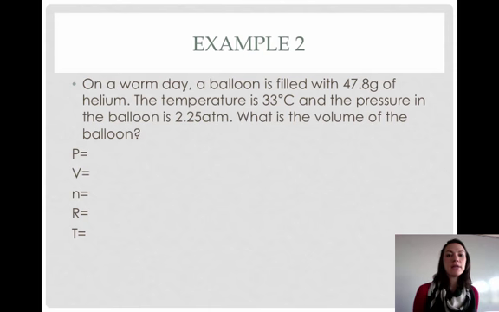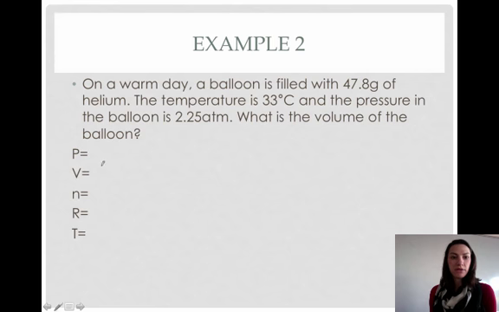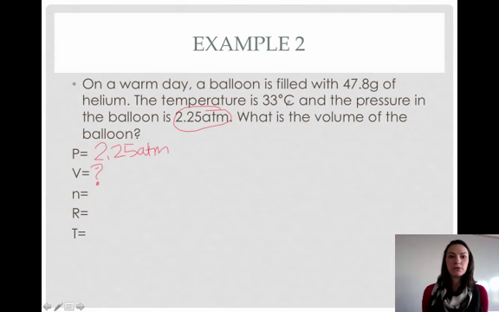On a warm day, a balloon is filled with 47.8 grams of helium. The temperature is 33 degrees C, and the pressure is 2.25 atm. What is the volume of the balloon? Well, I know I'm looking for volume, so I can put a question mark there. All right, I've got a pressure right here. Moles, I've got no moles. But what I do have right here is grams of helium. So up at the top here, I'm going to convert to moles.